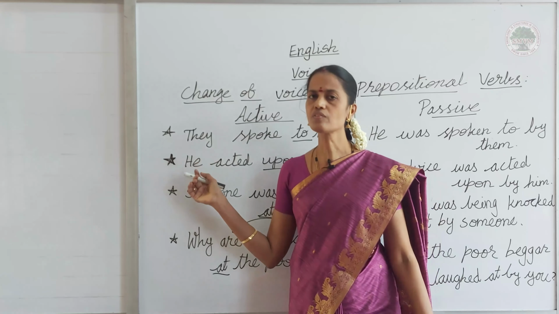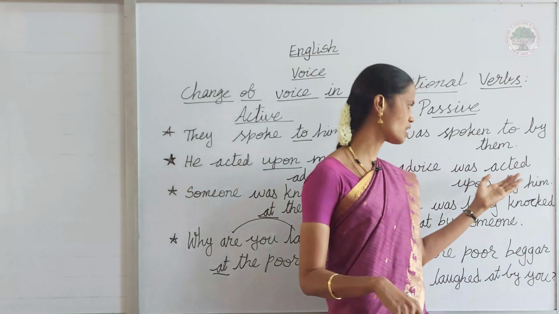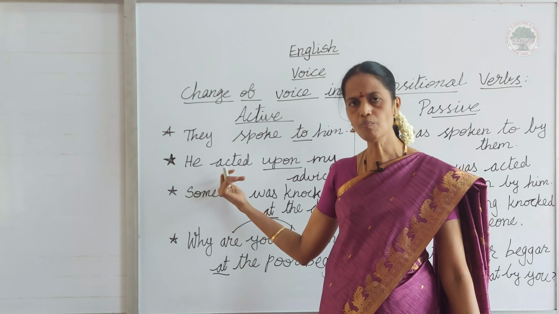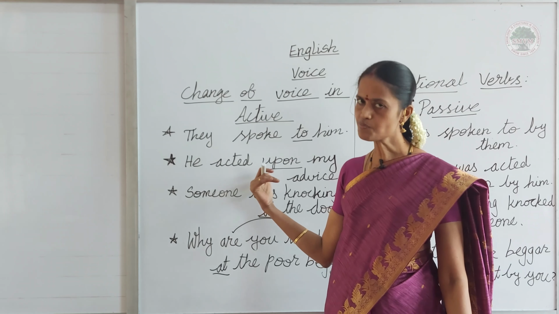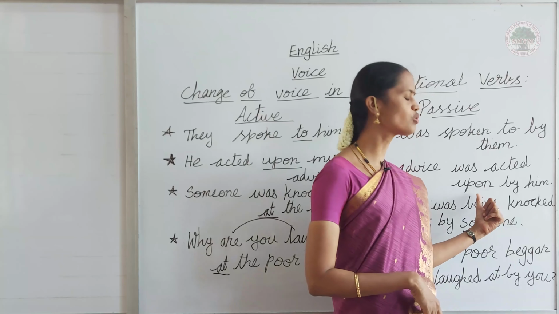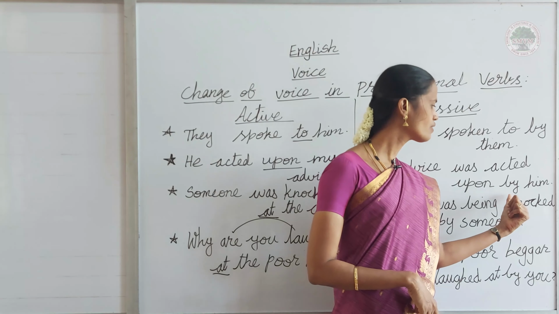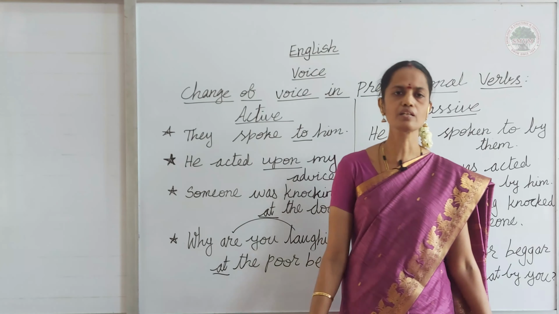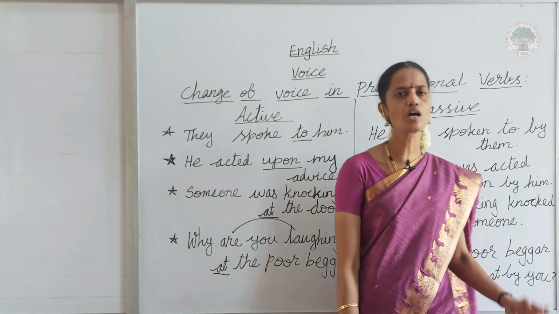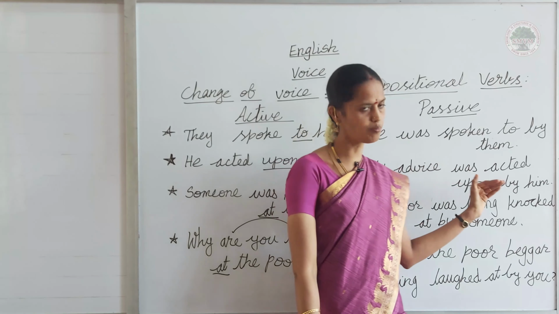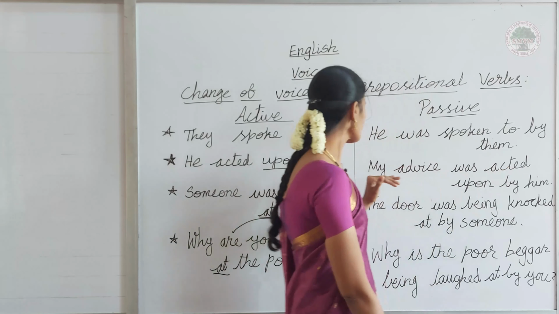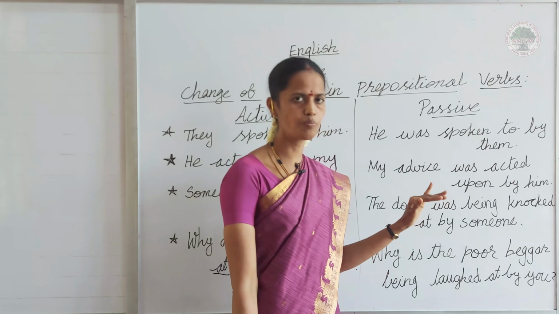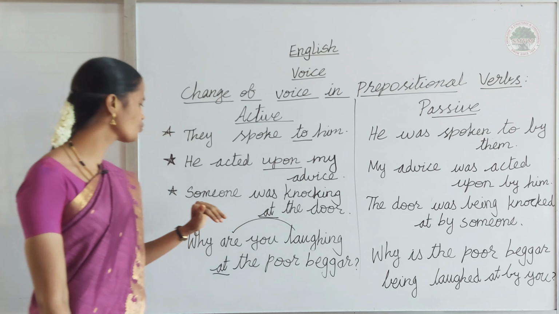Then V3 of this "act" is "acted". Then what is the preposition we have used here after the verb? "Upon". So that preposition as it is we have used here. Then we introduce this "by". Then "he" is given here. So as per the rule, we have to change that "he" into "him". Okay. "My advice was acted upon by him." Then we can go to the third one.